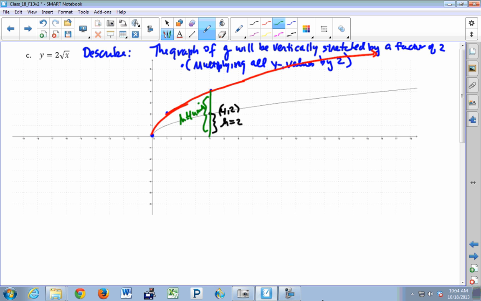If you're ever in doubt, pick a couple of points on your transformed function, like this one is 4, 4, and check it. Go into your equation and say, if I put a 4 in for x, will I get a 4 out for y? And check it. 2 times 2 is 4. Perfect. So you can always check your work to make sure that the coordinates of your new transformation are equal to the coordinates you would get if you literally plugged in points for x and out pops your y.